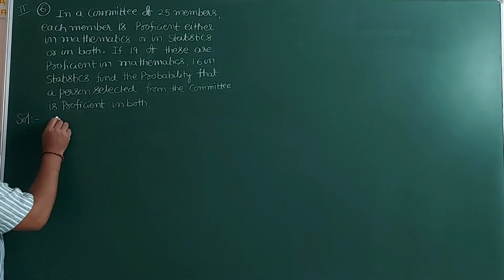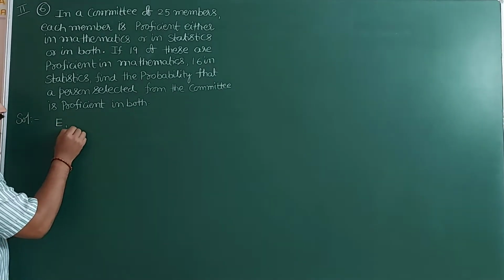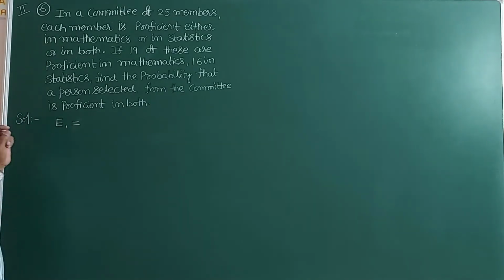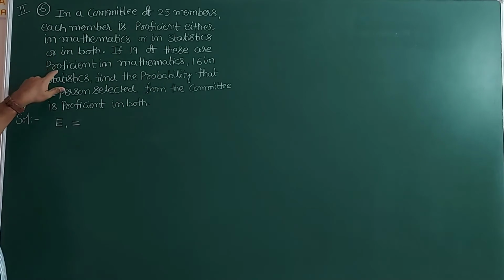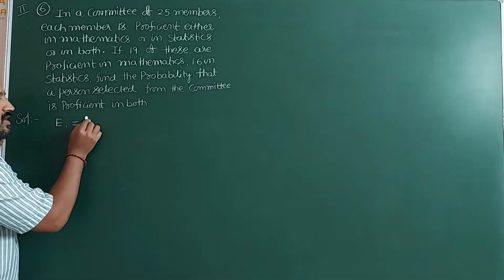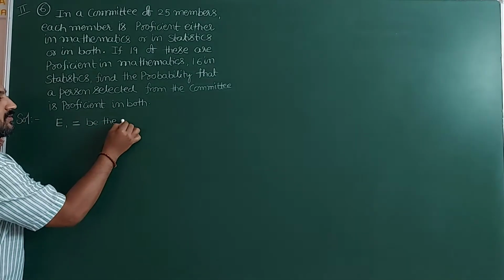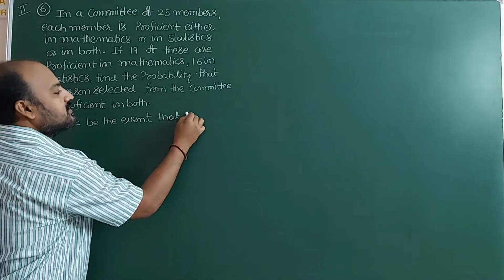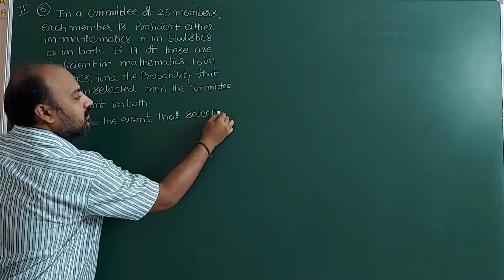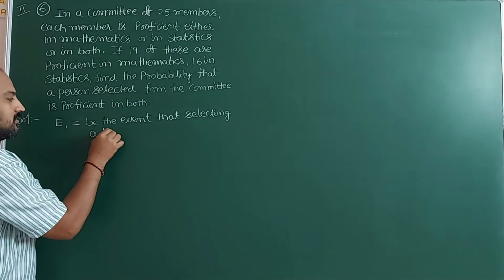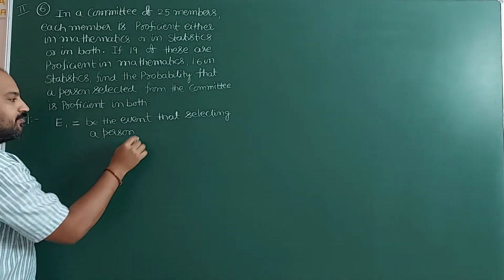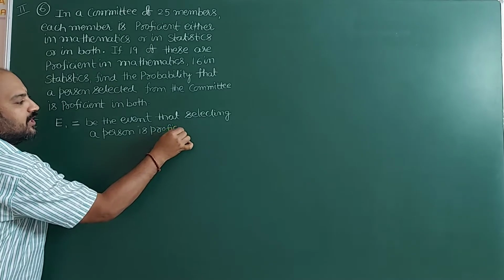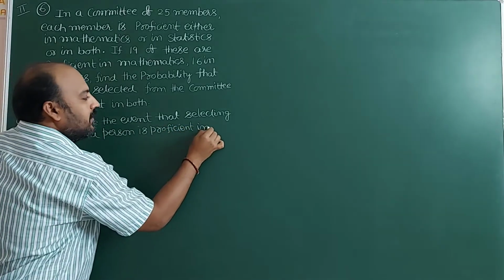Here I am assuming E1, E2. E1 be the event that selecting a person is proficient in mathematics.